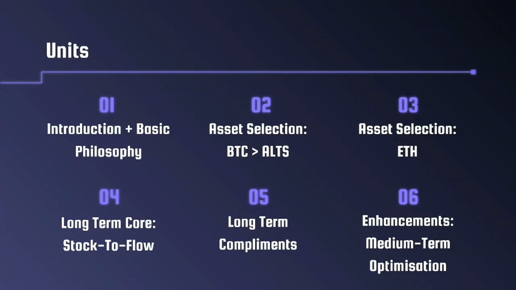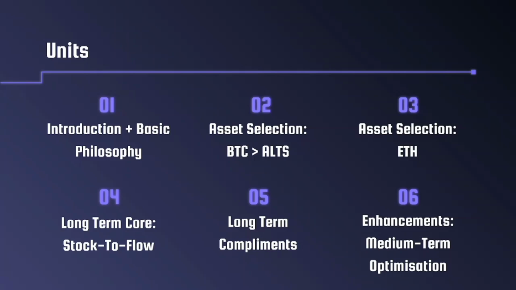Course overview. So these are the units that I've planned out for us. We're here at number 1, Introduction and Basic Philosophy. Number 2, we're going to be looking over asset selection and why, what we have to choose from as far as swing trading. We're going to look at how Bitcoin relates to alts and what signals we can get out of those. The purpose of Bitcoin, the purpose of alts. Unit number 3, we're going to be going through why, in particular, I choose ETH. Number 4, long-term core. We're going to be looking at the stock to flow model and why I believe that's critical to our swing trading process.